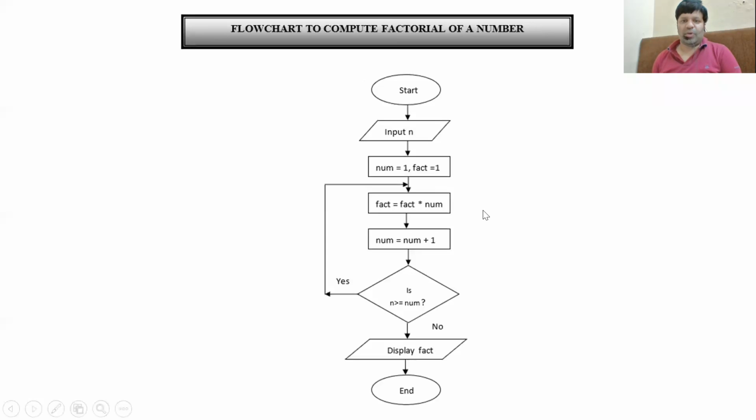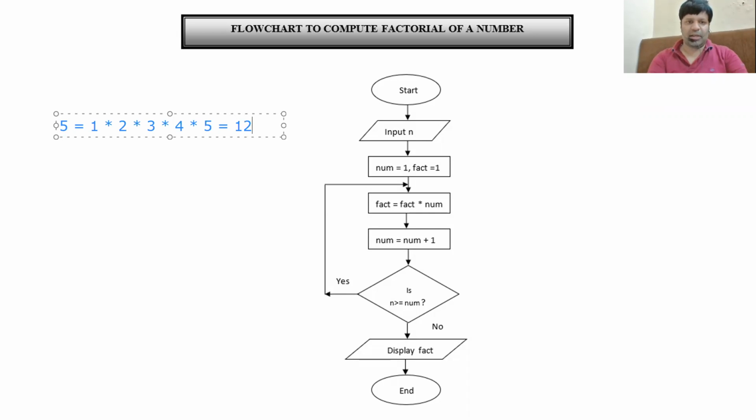So let's move towards our last example. Our last example is to find the factorial of any number. So what is the factorial of a number? Let us suppose that we want to find the factorial of 5. Then the factorial of 5 is 1 multiplied by 2 multiplied by 3 multiplied by 4 and then multiplied by 5, which turns out to be 120.